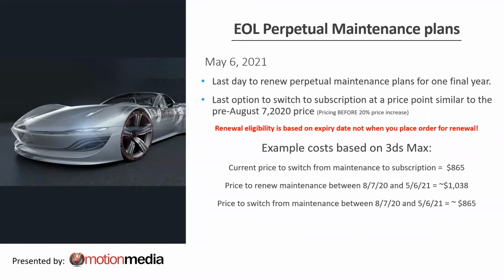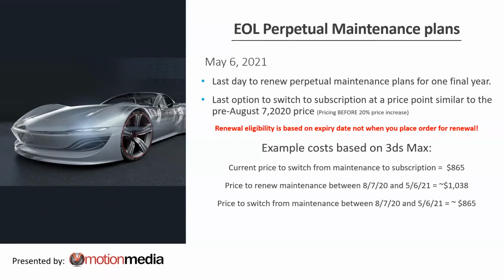All right, moving on to perpetual maintenance plans. The last day to renew those is May 6th, 2021. So if you have something that expires on May 6th, 2021, you can renew it one more year, and your last day on that perpetual maintenance would be May 6th, 2022.